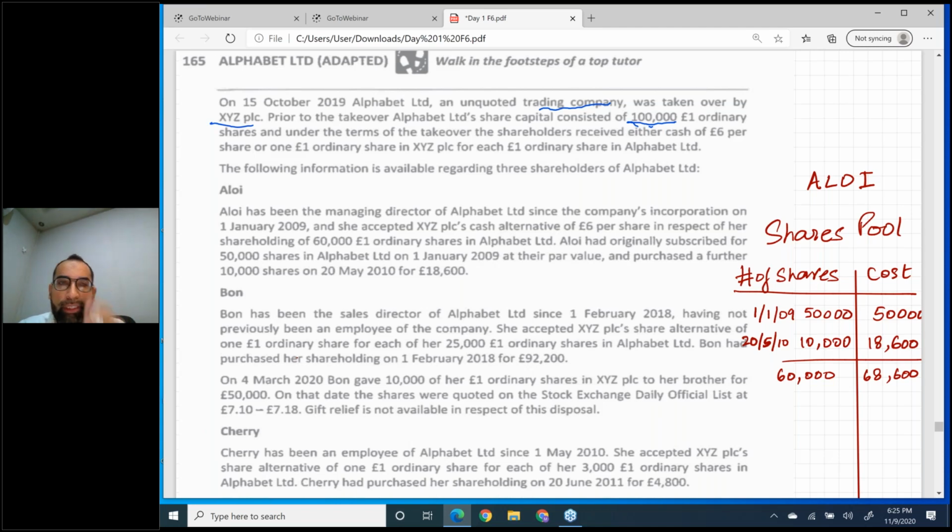Under the terms of the takeover, the shareholder received either cash of £6 per share or one ordinary share in XYZ PLC for each ordinary share in Alphabetic. There are two options. The first option, if shareholder wants, they can take cash, £6 per share. Cash means simple disposal. If any shareholder received the cash, that means he sold the shares. That's a pure disposal.